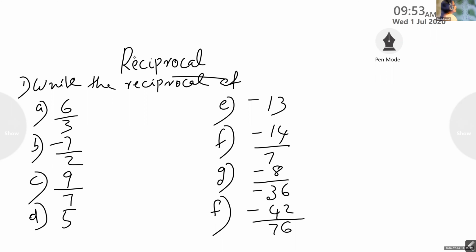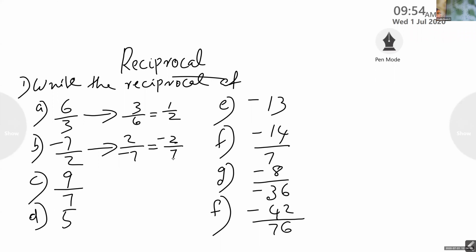Okay, we will start. Lynette, what is the reciprocal of the first, 6 by 3? 3 by 6. We can simplify it into 1 by 2. That is also a correct answer. Lakshmi, second answer. 2 by negative 7, or we can write it as negative 2 by 7. Negative we can put into the numerator also. That also we can do.